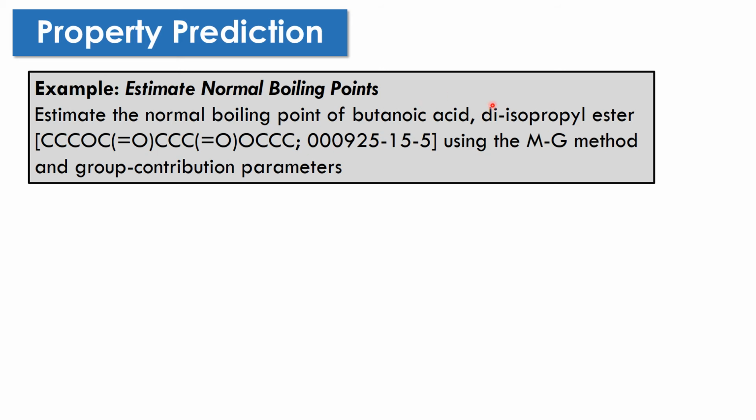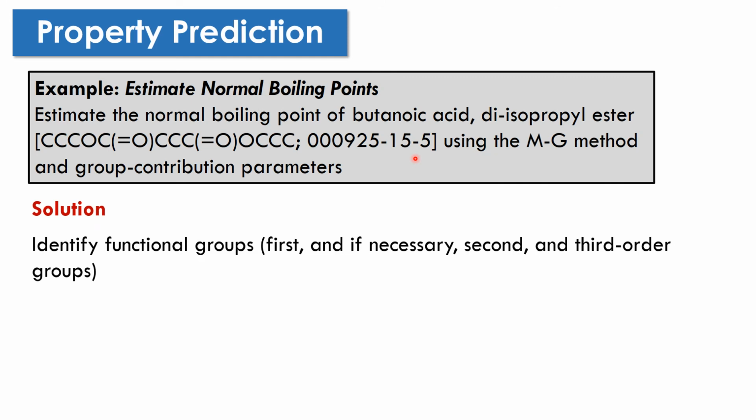Basically these two pieces of information provide us ways to find information related to this compound. Especially, what we would like to have is the structure, because from the SMILES itself we cannot clearly see the structure. There are no hydrogen atoms, and it can also be confusing if you don't really know how to read these SMILES. So we need to estimate the normal boiling point using the MG method and the related group contribution parameters.